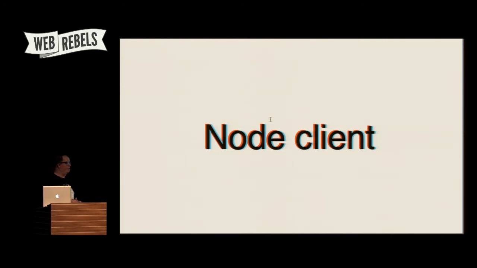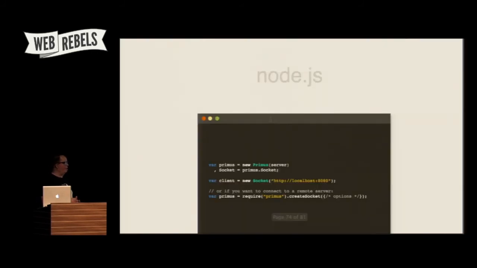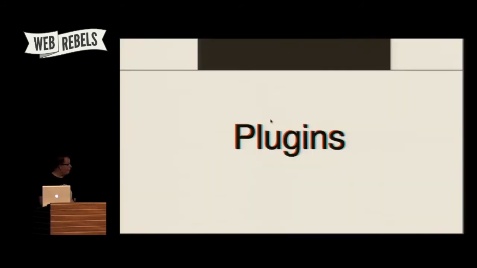So it also ships with a node client because you want to write tests for your real-time framework or your real-time application. So it's really simple. It follows the same API. The client is exposed as a .Socket instance, so you can just create a new socket and connect to your URL. Or if you don't have a pre-existing server, you can just call createSocket with the same transformer options as on your server, so the client knows which framework it needs to use to connect to your server.